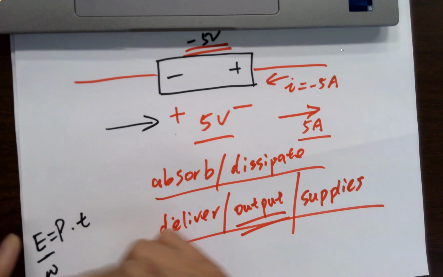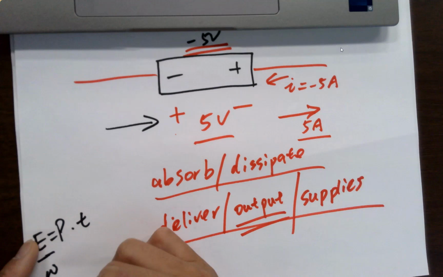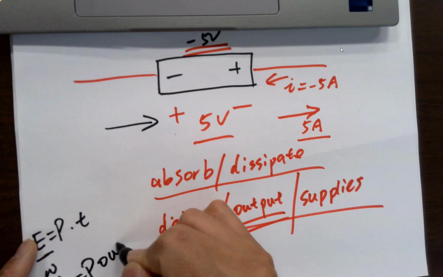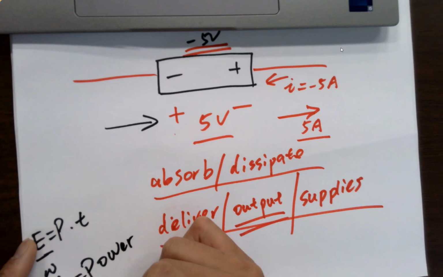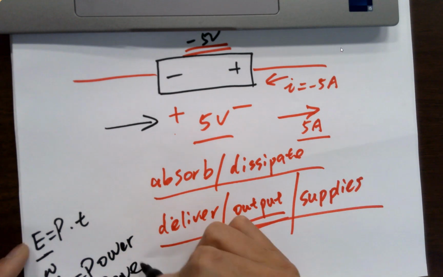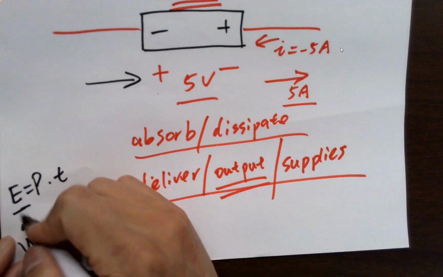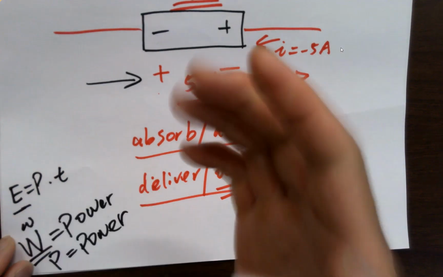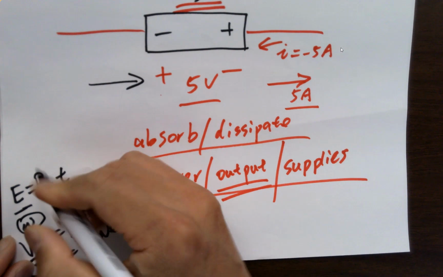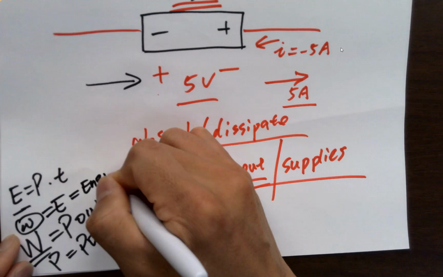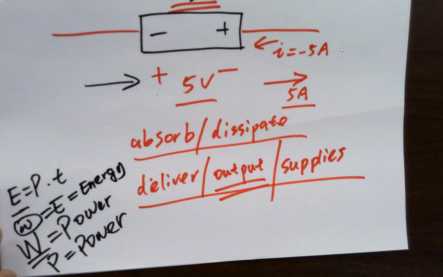So another confusing thing. Uppercase W could be power, right? P could be power. And lowercase w or omega, or E, this could be energy in the homework problems. Okay?